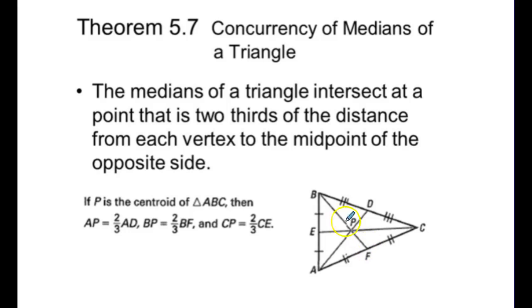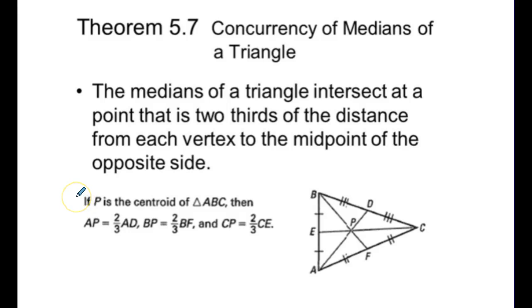Segment BF is a median as well. It goes from a vertex to the midpoint of the opposite side. And EC is the third median of this triangle. It goes from the midpoint to the vertex. These three medians are intersecting. This is a point of concurrency, a point of intersection of three or more lines. This point of concurrency is called the centroid, the point where the three medians of a triangle intersect. This centroid will always occur inside the triangle.